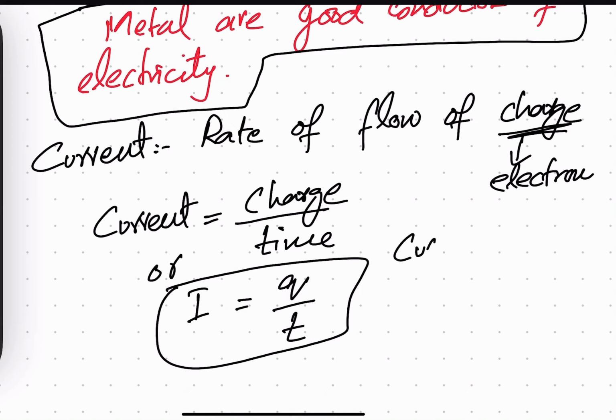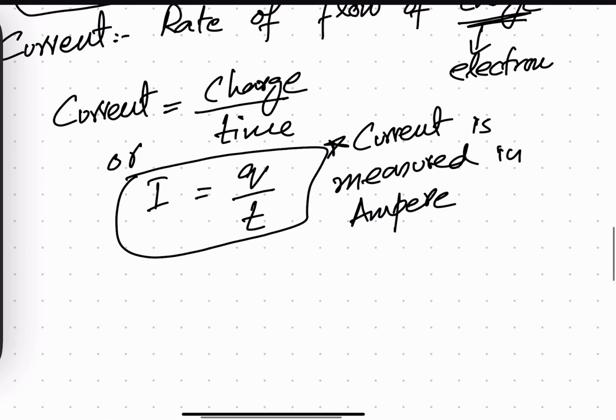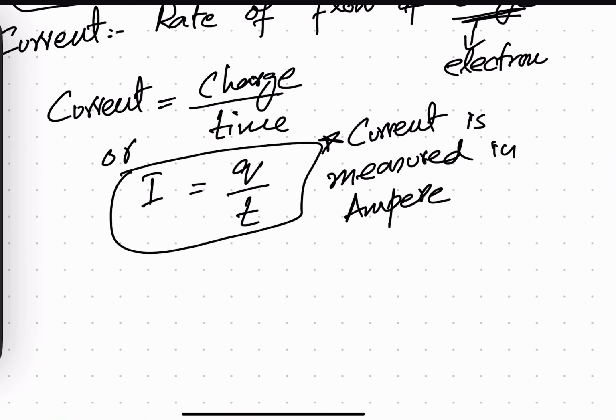Current is measured in ampere. Ampere is the unit. As shown, ampere equals charge per time. So 1 ampere is equal to 1 coulomb from the charge and second from the time. So 1 ampere is equal to coulomb per second.